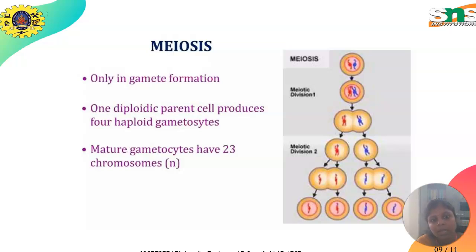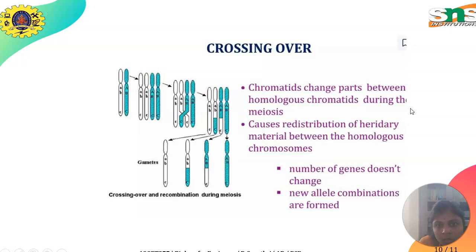Meiosis occurs only in gamete formation: one diploid parent cell produces 4 haploid gametocytes. Mature gametocytes have 23 chromosomes, and meiosis has meiotic division 1 and meiotic division 2. And in crossing over, the chromatids exchange parts between homologous chromatids during the period, which causes the redistribution of hereditary material between chromosomes. The number of genes does not change. New allele combinations are formed during the crossing over.